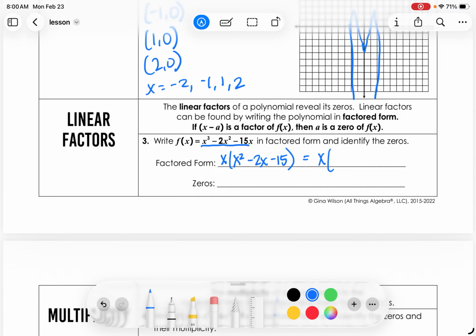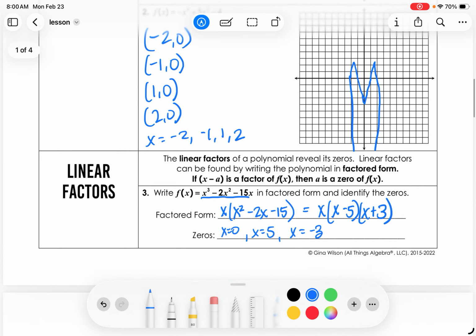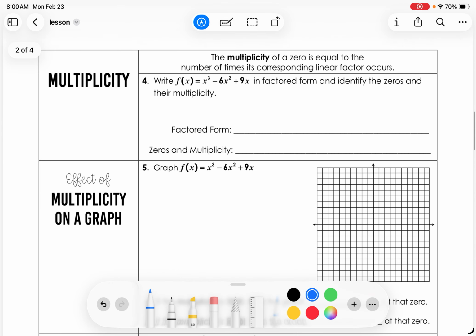So x times (x minus 5) and (x plus 3), I think will work for that. So then when we set each of these factors to 0, x equals 0, x equals 5, and x equals -3. So those are our zeros as well. So you can find them by factoring, you can find them by graphing. There's several different ways that we can find our zeros.